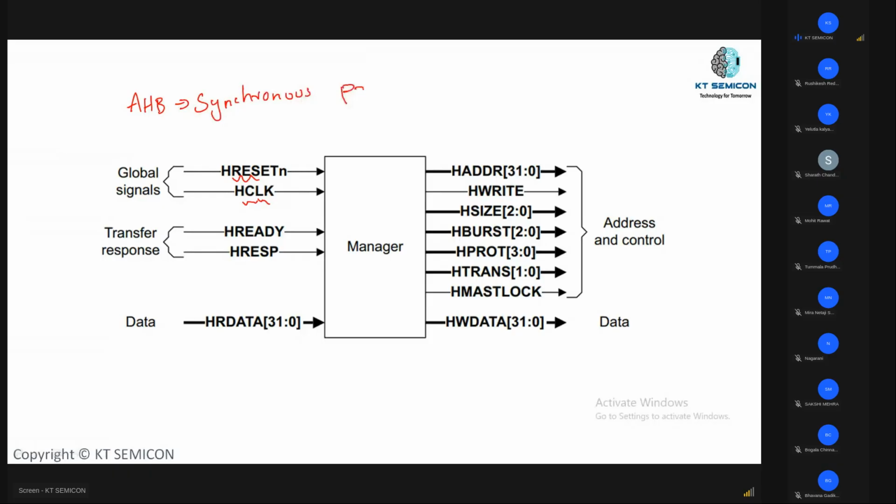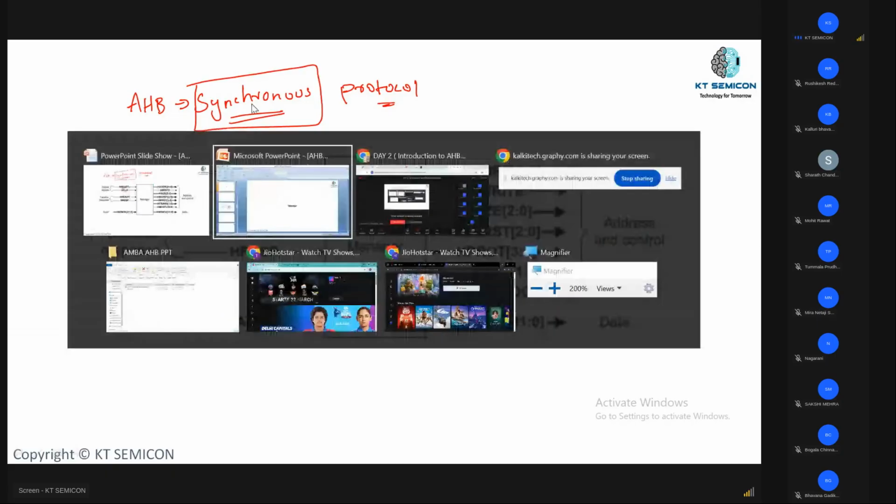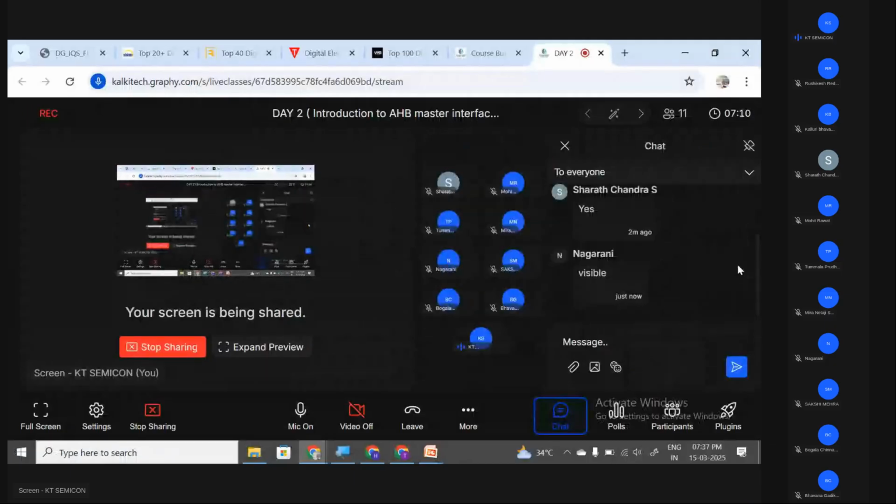So can anyone tell me what is meant by synchronous? What is meant by this term synchronous? Any idea? Anyone has any idea about this? No one? No idea? If you know already, what do you mean by synchronous?